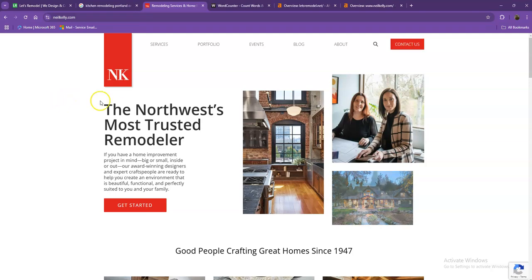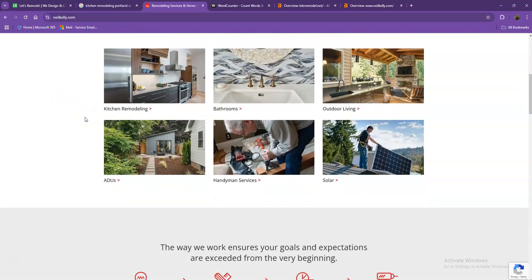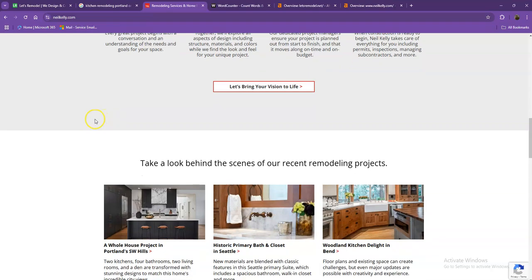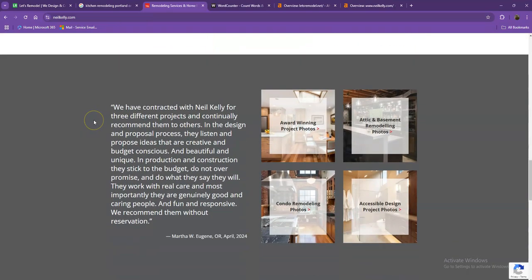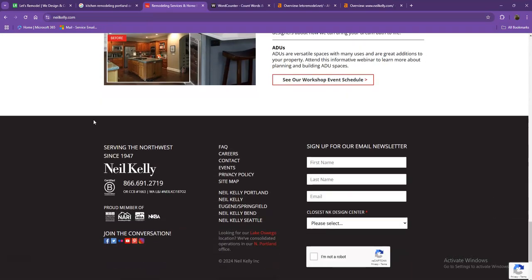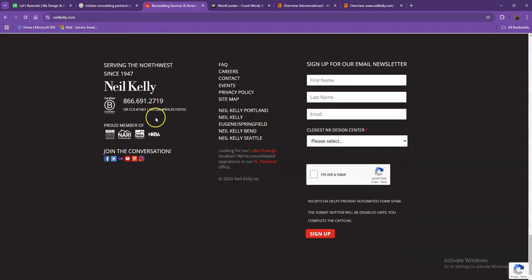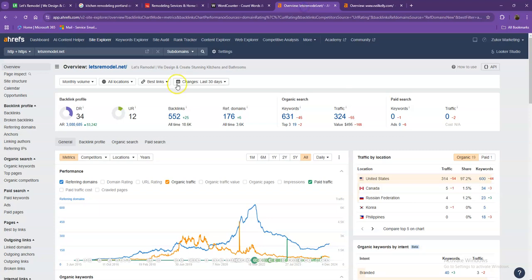So for their website, they also have their logo at the top. They have good photos, the services they offer, their process. They also have their client testimonials, a good amount of content as well. Let's go ahead and move on with the numbers.